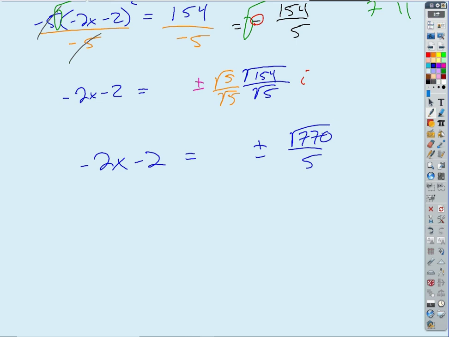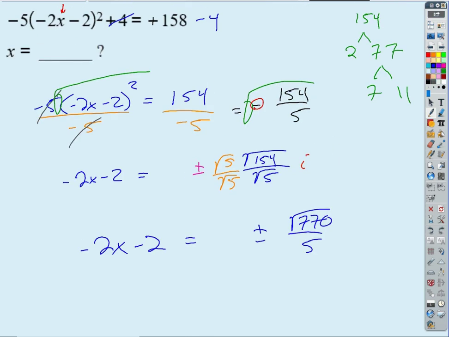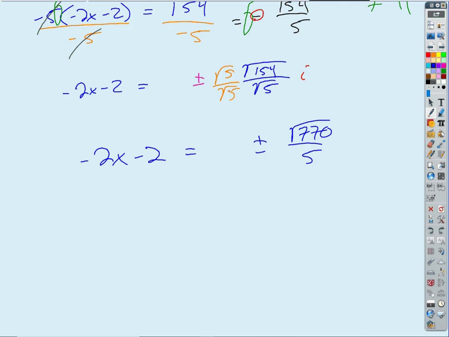Okay, and then is that going to simplify? Well, it's not going to, is it? Because I just multiplied 154 times 5, and I don't see any 5s down here, right? Oh, wow. Everybody get that? So there's still no couples there, so I'm stuck with the square root of 770 over 5.